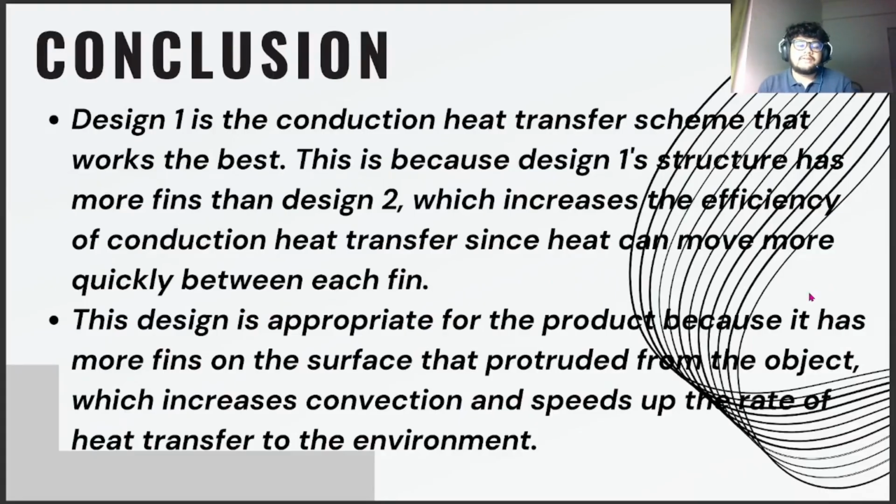So from this assignment, we can conclude that design 1 is the conduction heat transfer scheme that works the best. This is because the design structure has more fins than design 2, which can increase the efficiency of conduction heat transfer since heat can move more quickly between each fin. This design is appropriate for the product because it has more fins on the surface that protrude from the object, which increases convection and speeds up the rate of heat transfer to the environment.